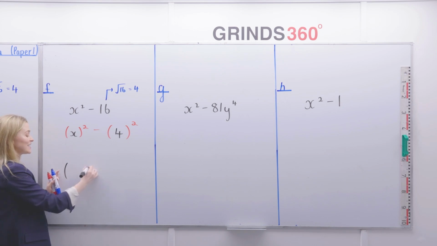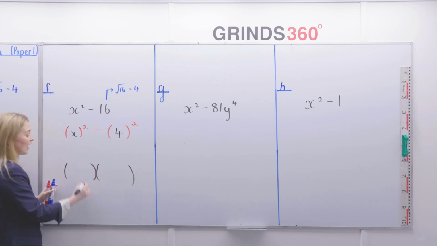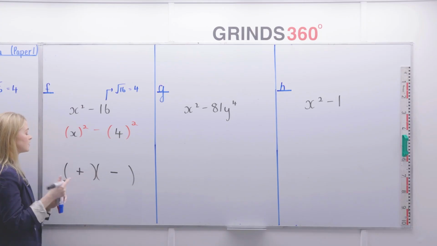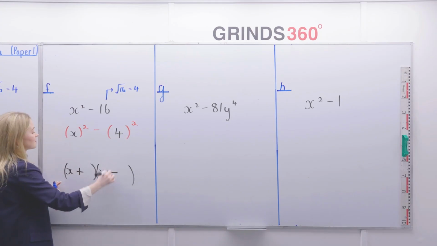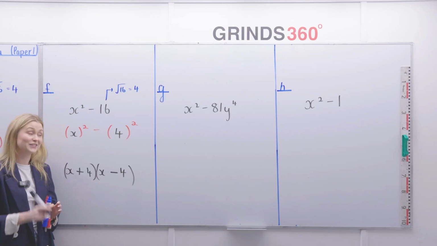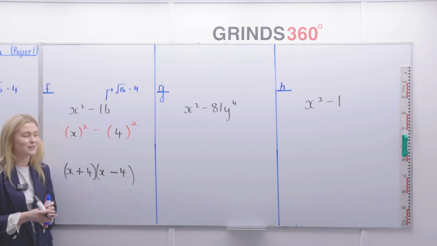So once it fits in that test, I open my two brackets. I place a plus in one, minus in the other. It doesn't actually matter which way around that goes. x and x, 4 and 4. And that there is my answer. That's actually a little bit simpler than our previous one.